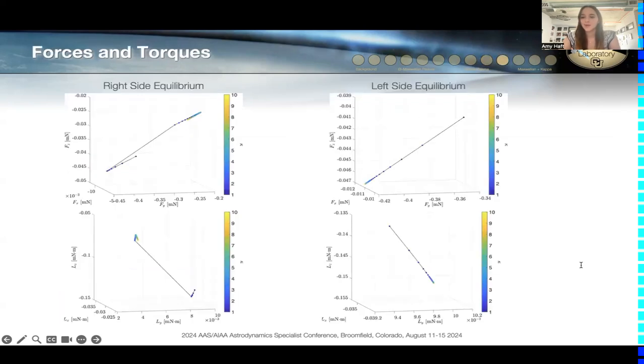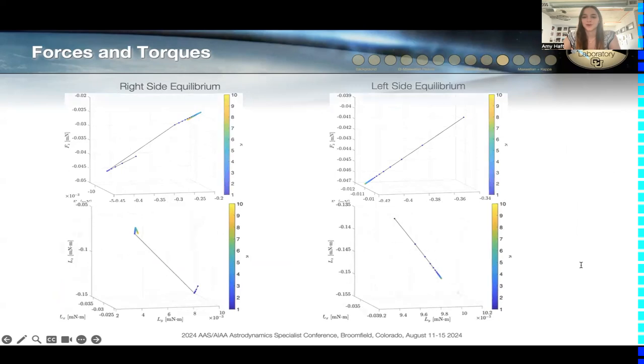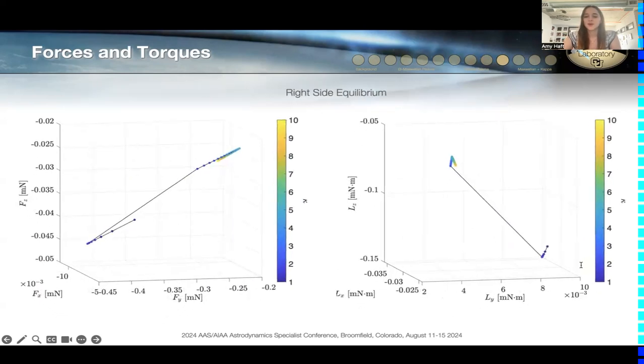Since there's a left and a right side equilibrium, we'll take a quick look at the force and torque results from both. The so-called right side equilibrium here are essentially the points where the initial potential of the target was less negative, such that the electron beam could initially impact it. The force results are fairly interesting.